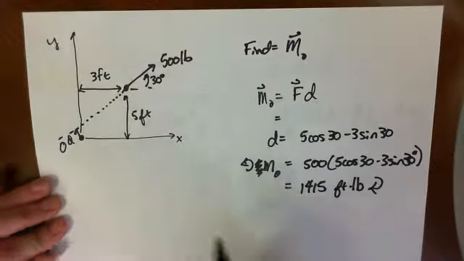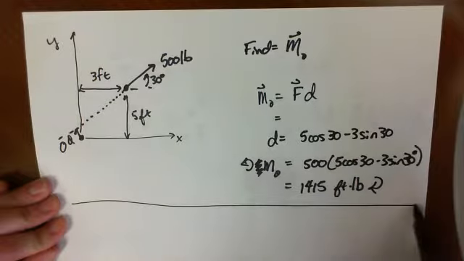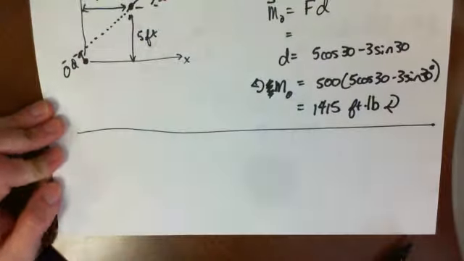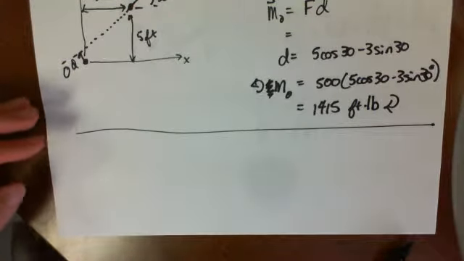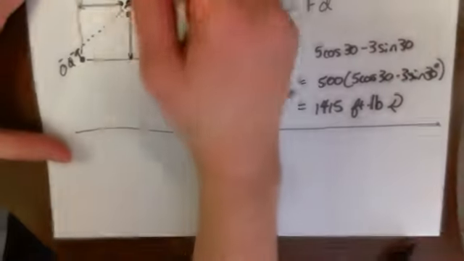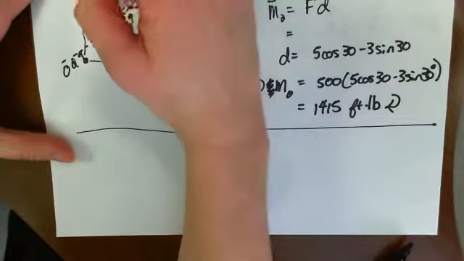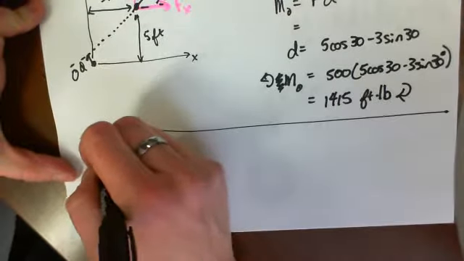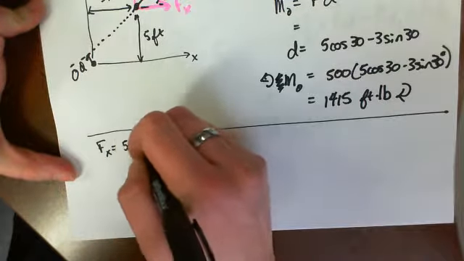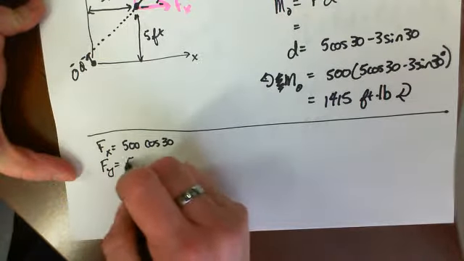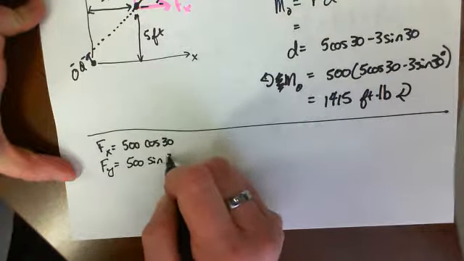So that's using that method. But a simpler method would be using the principle of moments, where I break them up. So I can treat this force as having an X component and a Y component. So my Fx is equal to 500 cosine of 30, and my Fy is equal to 500 sine of 30.